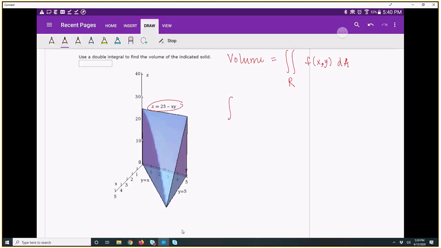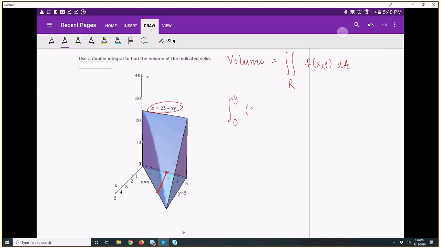I want to integrate with respect to x first. And so I can see that at some intermediate point, I'm starting here at x equal to 0 and going across to the line y equals x. So my bounds for x should be from 0 to y. I'm going to use that for the line y equals x. And the function is going to be 25 minus xy. That's integration with respect to x.